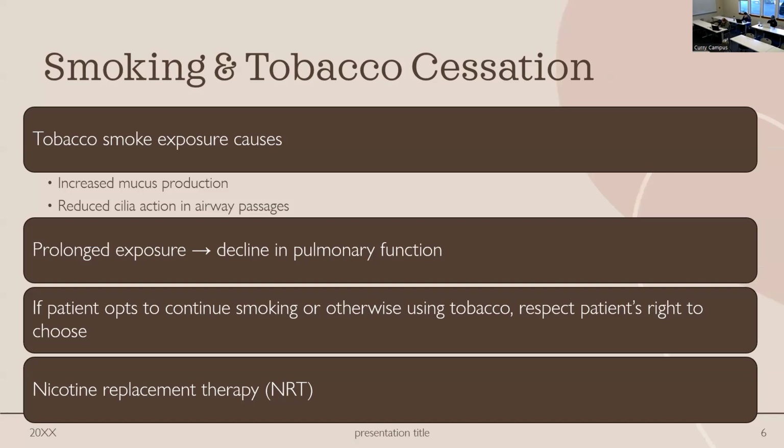Tobacco smoke exposure causes increased mucus, blocking the airways, and decreased cilia action, which allows poor clearance of debris and dust. Prolonged exposure causes chronic respiratory disease: COPD, lung cancer, emphysema.